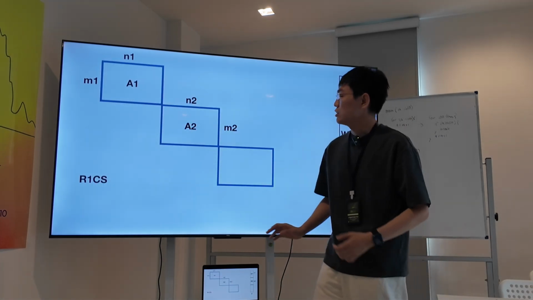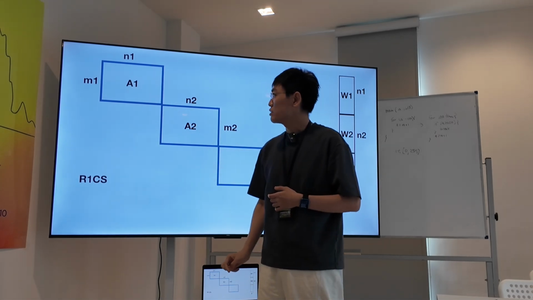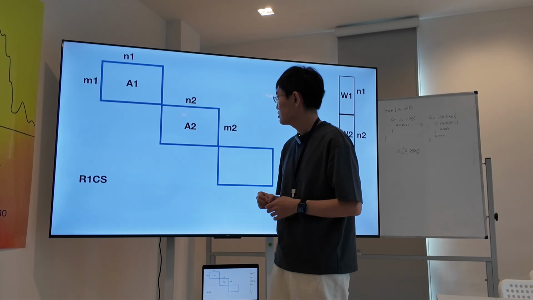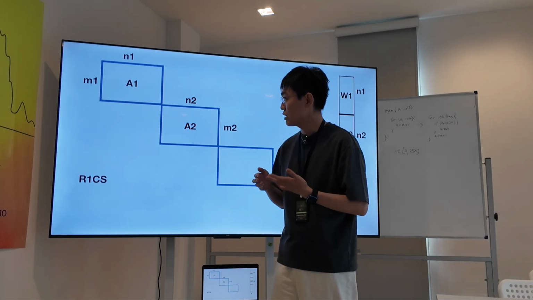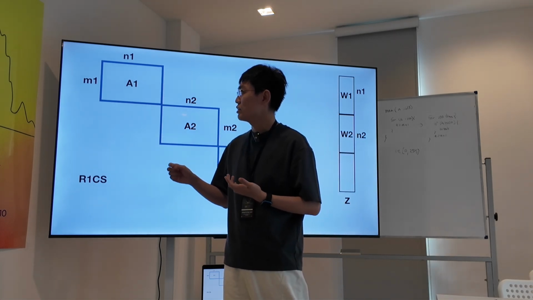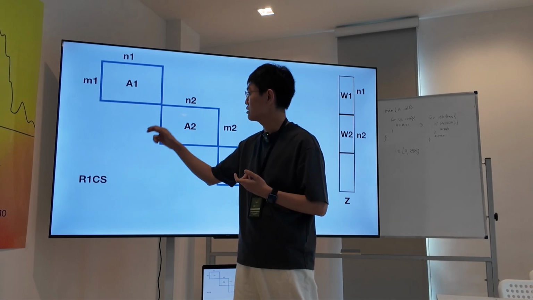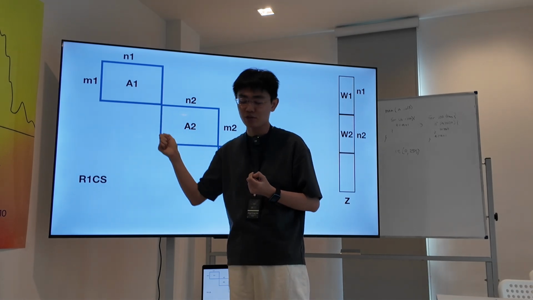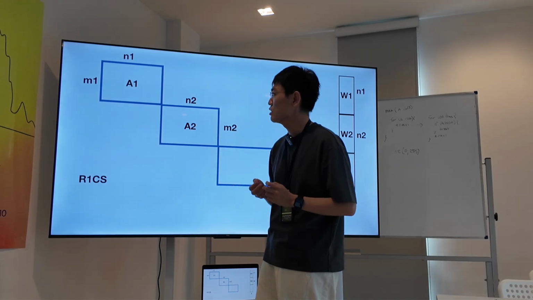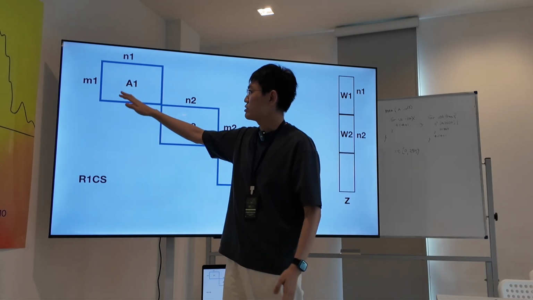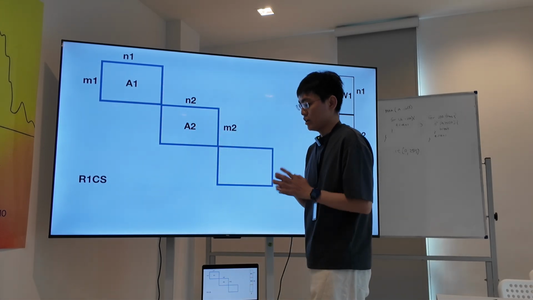So for example, let's take R1CS for example. In R1CS, every constraint is expressed by three matrices A, B, and C. So we take matrix A, for example, and every opcode is a set of constraints. So for example, A1 is one opcode, and A2 is another opcode. So there are many opcodes.